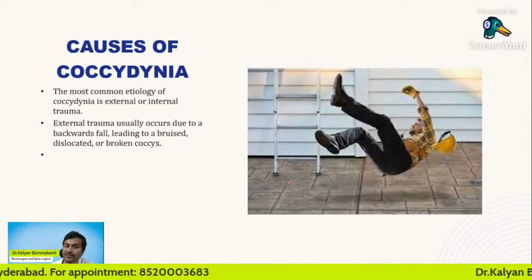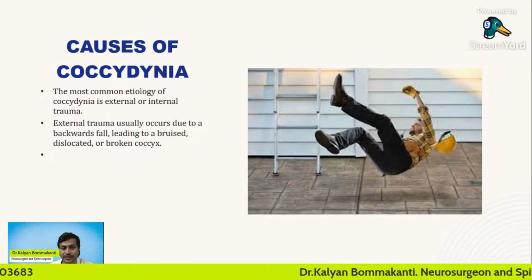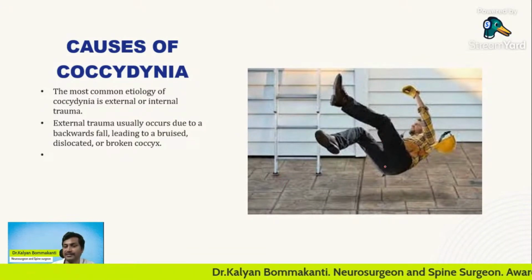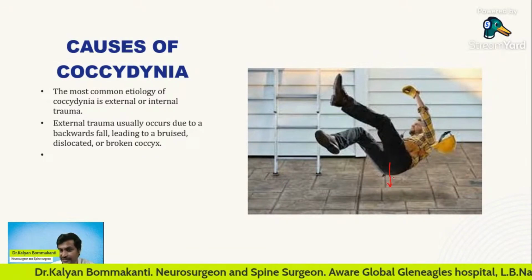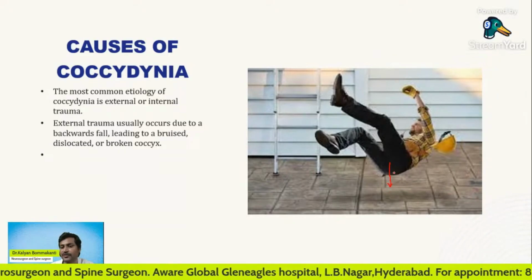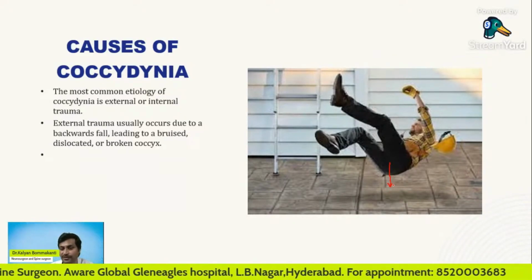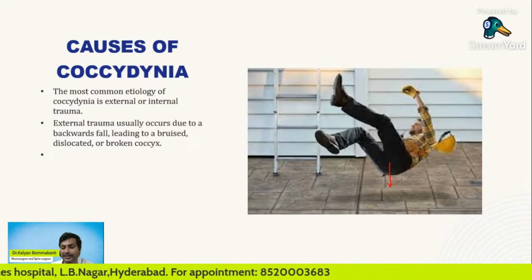Coming to coccydynia. The cause of coccydynia is most commonly trauma. It can be the internal trauma or the external trauma. See this picture, this is external trauma. The person is falling on his buttocks. The tailbone is situated in between the buttock just above your anus. So when the patient falls this way, it leads to dislocated or broken coccyx.